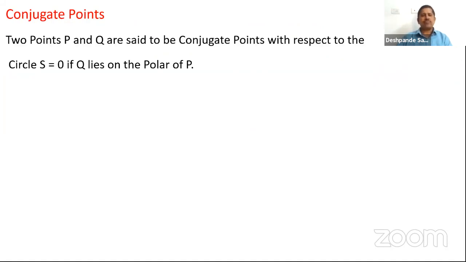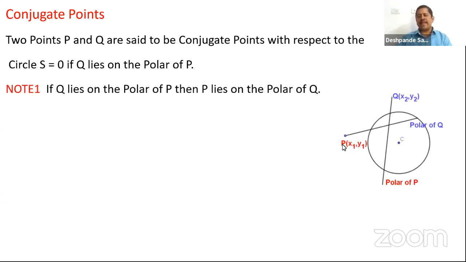So with this input, let us discuss what exactly conjugate points are. Two points P and Q are said to be conjugate points with respect to the circle S is equal to 0 if Q lies on the polar of P. So if you find the polar of P, and on the polar of P you get a point Q lying, then you say the two points are conjugate points.